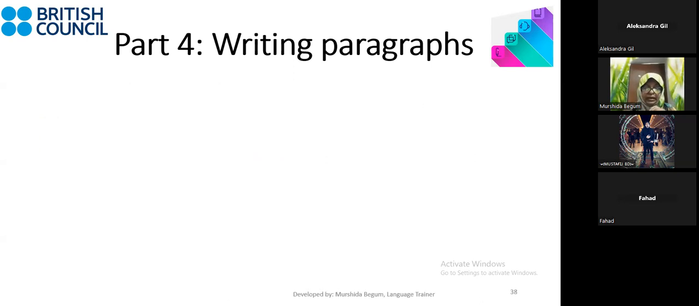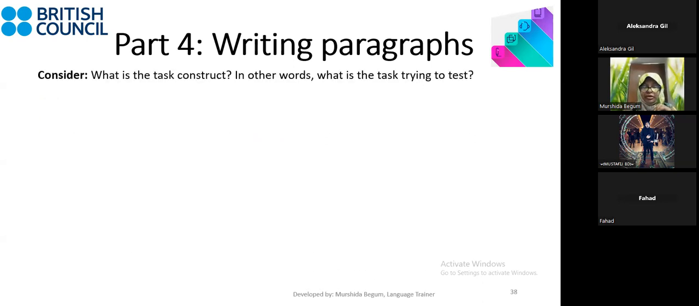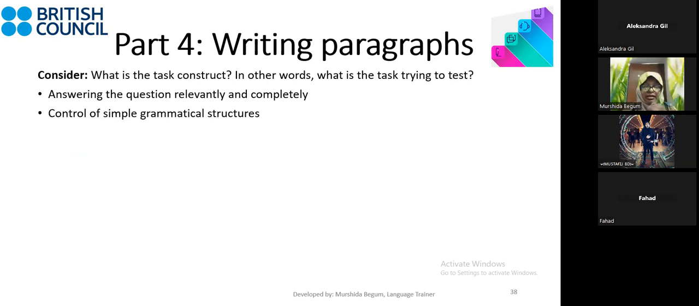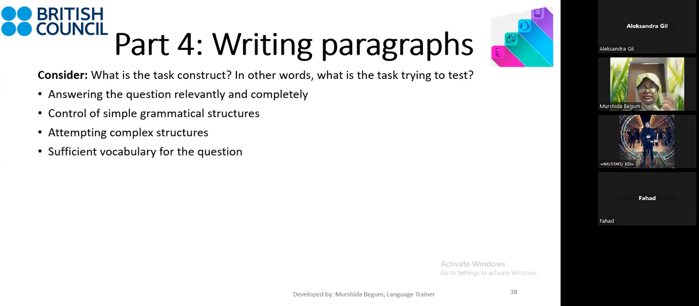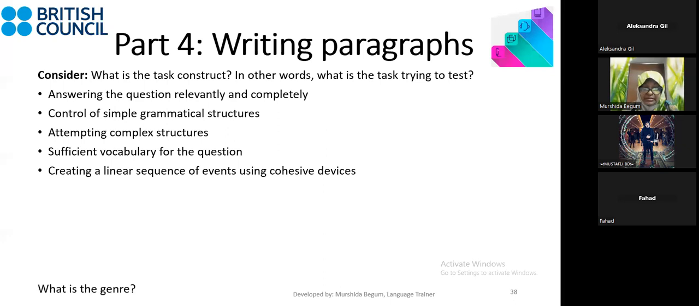Okay. Now, for paragraph writing, what should you consider? That is, what are they trying to test in the candidate? They're trying to test if the candidate is answering the question relevantly and completely. That is the first thing being looked into. Then the control of their grammatical structure. When they're writing sentences, are they grammatically correct or not? Are they attempting complex structures? Sufficient vocabulary. Do they have enough vocabulary for the question? Are they creating a linear sequence of events using cohesive devices? So that is very important.